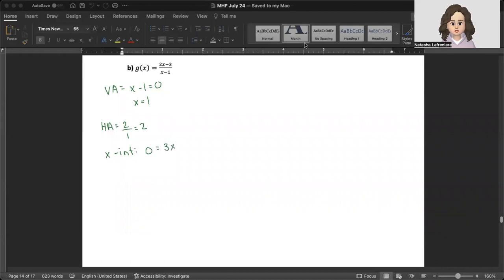That's supposed to be 2. So 2x minus 3 over, but again, that doesn't matter. So you would have 2x minus 3 is equal to 0, and so x is going to be 3 over 2. So you have 1.50. Your y-intercept, you're going to set x as 0.